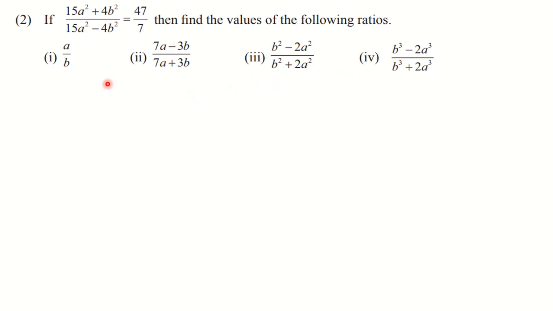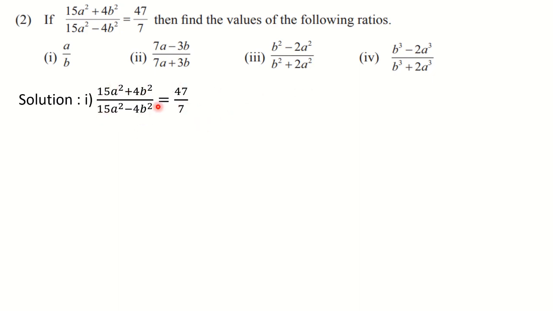Okay, so let us see now from this equation how to get the value of a upon b. As I have said, always start with what is given to you. So write down (15a square plus 4b square) upon (15a square minus 4b square) is equal to 47 upon 7. If you want, you can write down the reason: this is given to us.